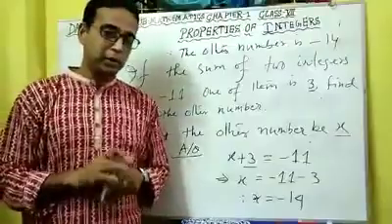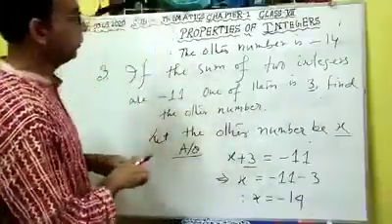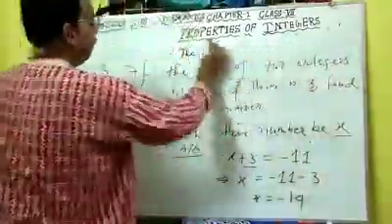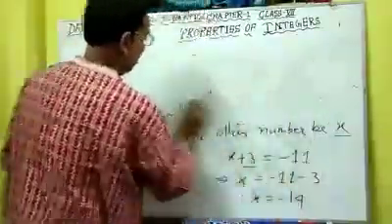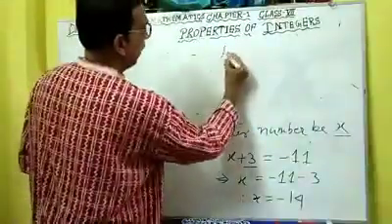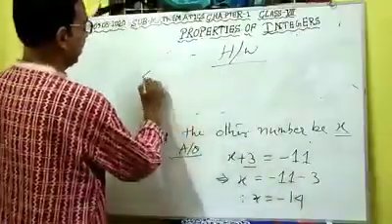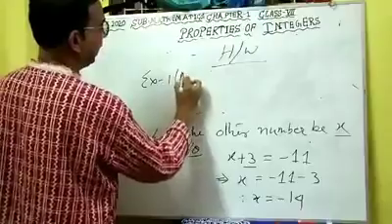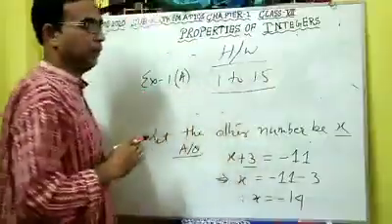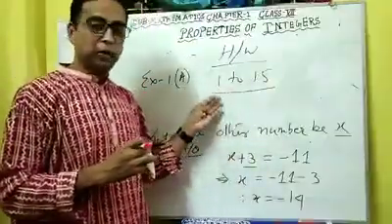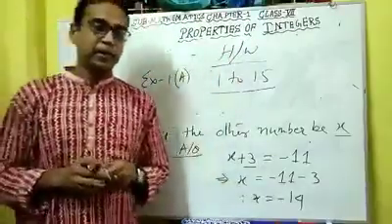Time is no more. As a homework, what will you do at home? Homework, chapter integers, exercise 1A, problems 1 to 15. You have to solve problems 1 to 15 at home as homework. Okay? Today's discussion ends here.